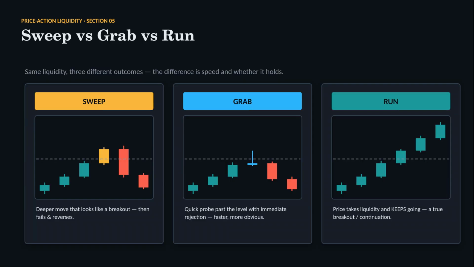These three get used interchangeably, but they're different. A sweep is a quick poke past a level that triggers stops and reverses. A grab is more deliberate and often deeper. Price reaches in, takes the liquidity, and turns with intent. A run is when price doesn't reverse at all. It clears one pool and keeps going, running from one liquidity target to the next. Sweep and reverse, grab and turn, or run straight through. Reading which one you're in tells you whether to fade the move or ride it.